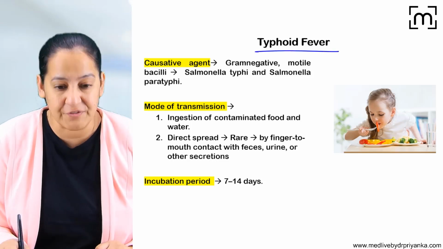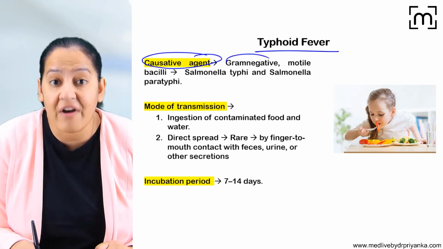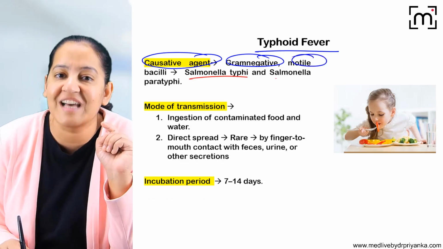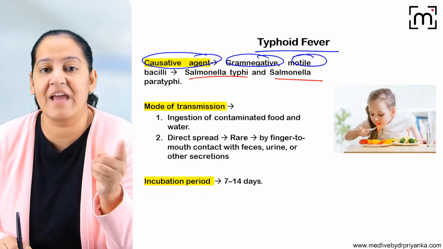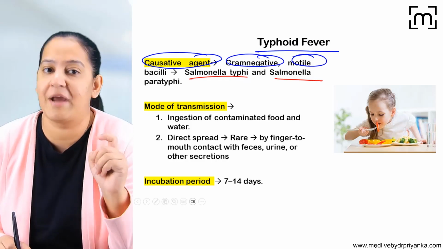What is the causative agent of typhoid? We all know the causative agent of typhoid is a bacteria. It's a gram-negative motile bacteria. The name of the bacteria is Salmonella typhi and Salmonella paratyphi. So Salmonella typhi and paratyphi cause typhoid fever. I guess everyone knows that. You may have read this in microbiology also.